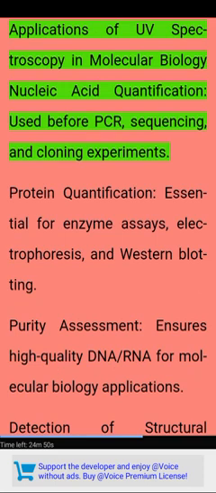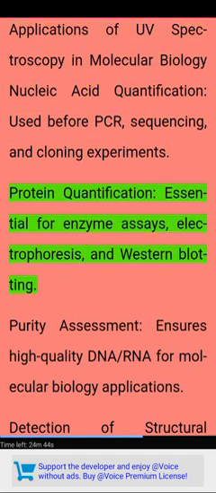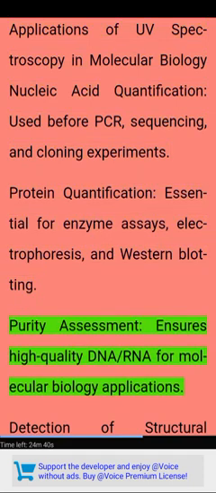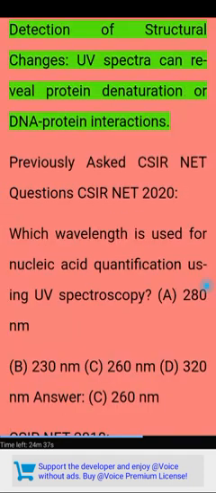Applications of UV spectroscopy in molecular biology. Nucleic acid quantification, used before PCR, sequencing, and cloning experiments. Protein quantification, essential for enzyme assays, electrophoresis, and Western blotting. Purity assessment, which ensures high-quality DNA and RNA for molecular biology applications. Detection of structural changes: UV spectra can reveal protein denaturation or DNA-protein interactions.